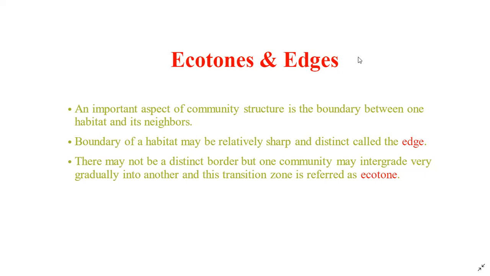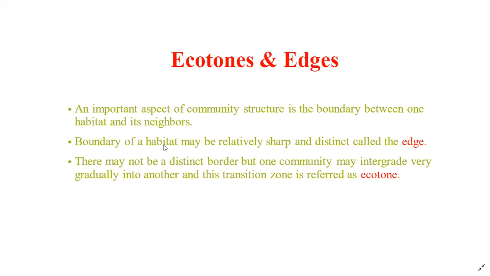So the edge is the edge. The clear-cut demarcation is known as the edge, but the unclear demarcation or the transition zone is known as the ecotone. How will you remember this term ecotone? There are skin tones, right? There's no clear-cut demarcation between skin tones. So tone itself means transition. It cannot be very clearly defined.